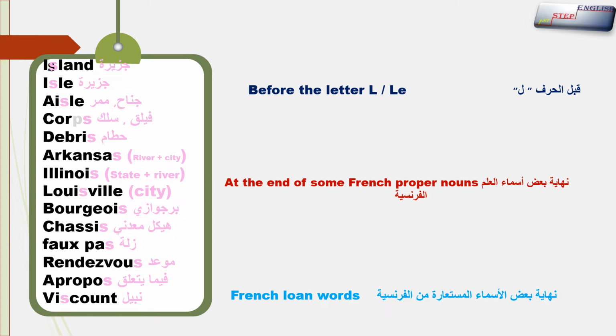Viscount is derived from Old French to mean a nobleman. Note that S was originally silent in these words, so it remained silent after being used by the English people.